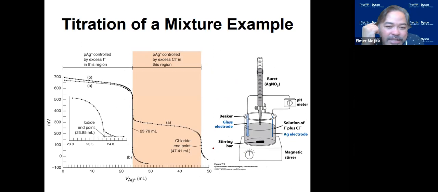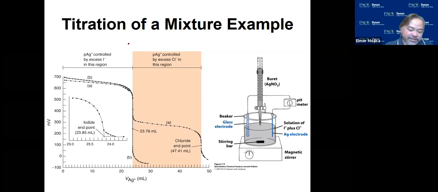Now, you can do what we call titration of a mixture here. So if I'm going to ask you, which will precipitate first, silver iodide or silver chloride? Anyone? Or maybe all of you, round table, either AgI or AgCl in the chat. Which precipitates first? Please put your answer in the chat. AgI or AgCl? Which precipitates first?